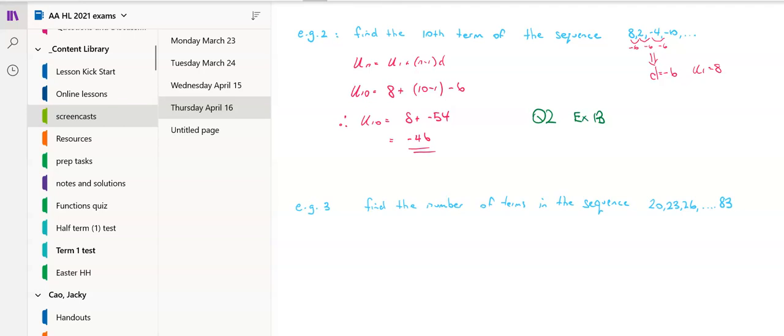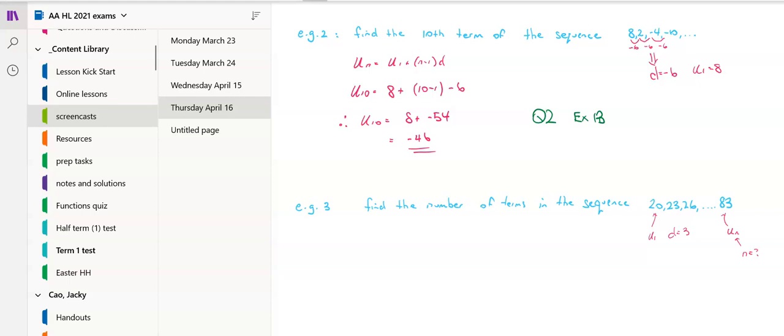Okay, next question. Find the number of terms in this sequence: 20, 23, 26, all the way through to 83. So my u1 is 20, my d is equal to 3, and this is my un. I don't know what n is. I'm trying to find out what n is.